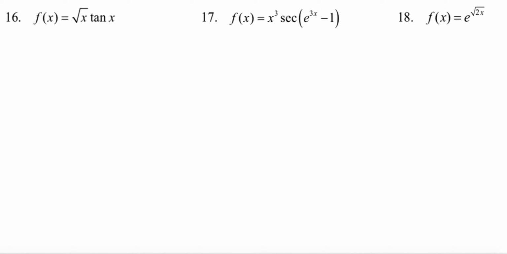Alright, so let us look at more derivatives. Number 16, f of x equals square root of x times tangent of x. As you can see, in this case we have to use the product rule.